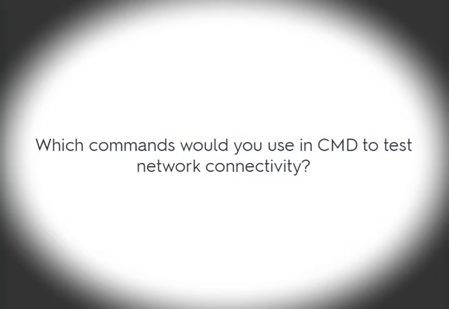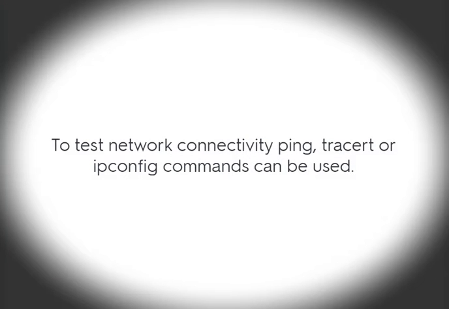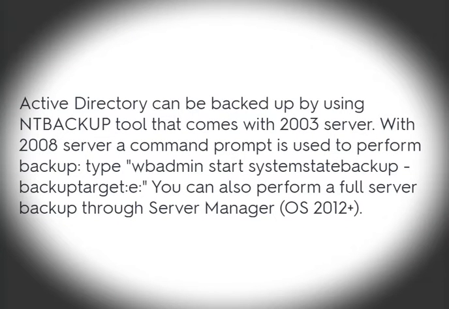Which commands would you use in CMD to test network connectivity? To test network connectivity, ping, /cert or ipconfig commands can be used. How do you back up Active Directory? Active Directory can be backed up by using the backup tool that comes with Server 2003. With Server 2008, a command prompt is used to perform the backup. Type wbadmin start systemstatebackup -backuptarget. You can also perform a full server backup through Server Manager.